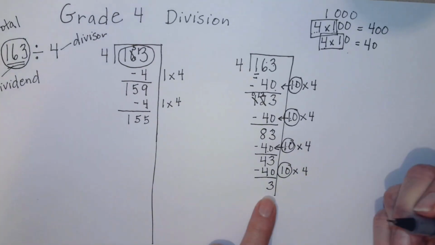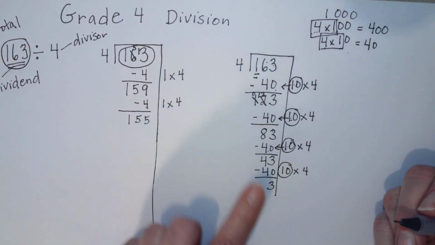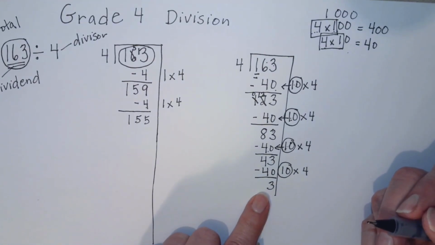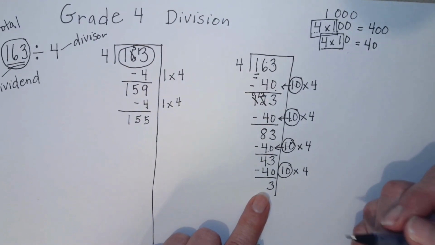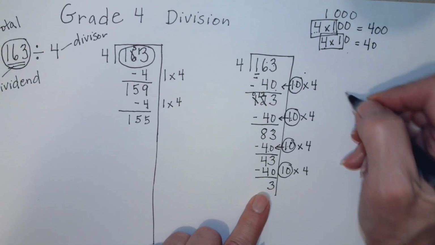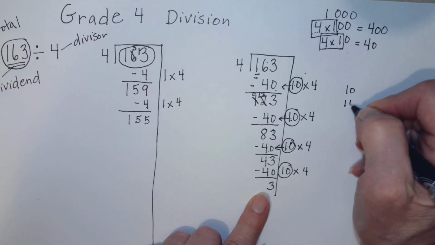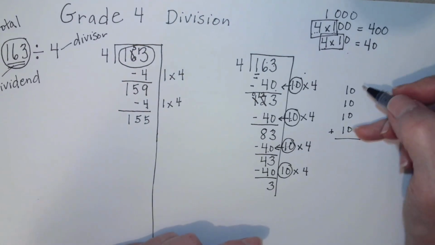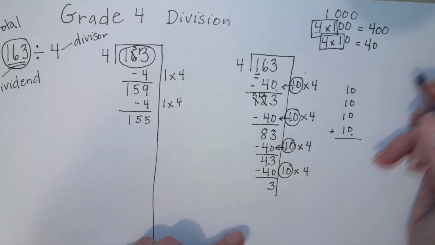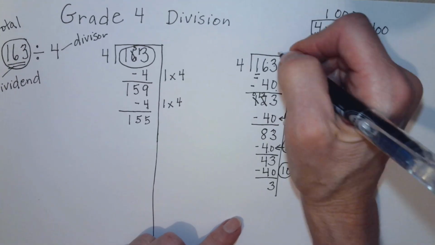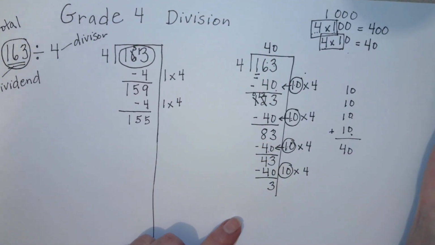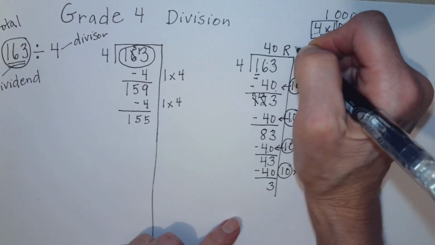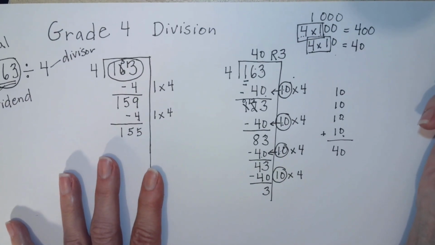Now I'm subtracting, and I have less than my divisor. So that means this is what's called a remainder. It's what's left over. All right? I can't do any more 4s. So I have to count up my partial quotients, my 10, my 10, my 10, my 10. And this one's pretty easy because they are 10s. 10, 20, 30, 40. So my quotient, it's not partial anymore because I added these up, is 40, and there is 3 left over. Okay?